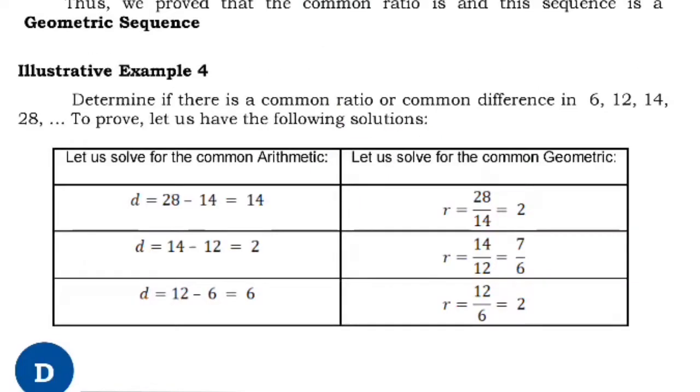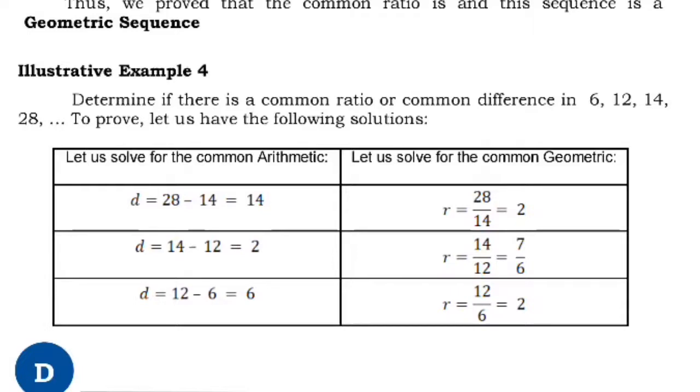Then, let's have illustrative example number 4. Determine if there is a common ratio or common difference in 6, 12, 14, 28, and so on. To prove, let us have the following solution. So if we're going to find the common difference, we're going to subtract. So 28 minus 14, that will be 14. Then next, 14 minus 12, 2. Then 12 minus 6 is 6. So based on the results, we can say that there is no common difference. So this is not an arithmetic sequence.